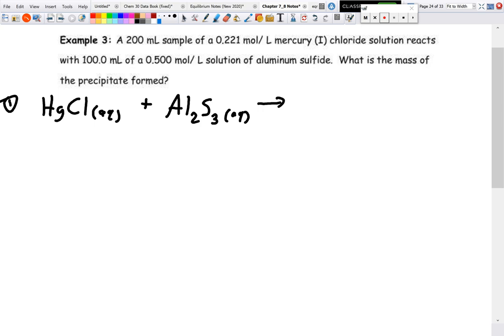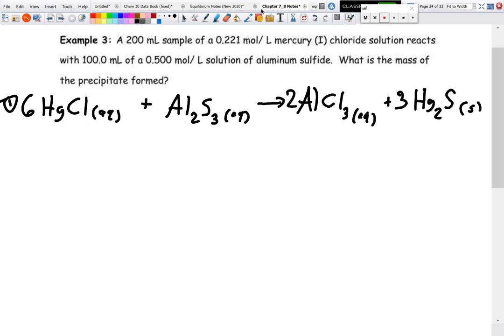So this is a double replacement reaction where we're going to get aluminum chloride and then mercury 1 sulfide. Aluminum has a 3+ charge, chlorine has a 1- charge, so we get AlCl3. This is going to be aqueous. And finally, our mercury 1 sulfide is going to be Hg2S. When you check your solubility charts, this should be solid. Now, of course, balancing this one, you need to have a 6 in front of mercury 1 chloride, a 1 in front of here, 2, and a 3 to get them all balanced.